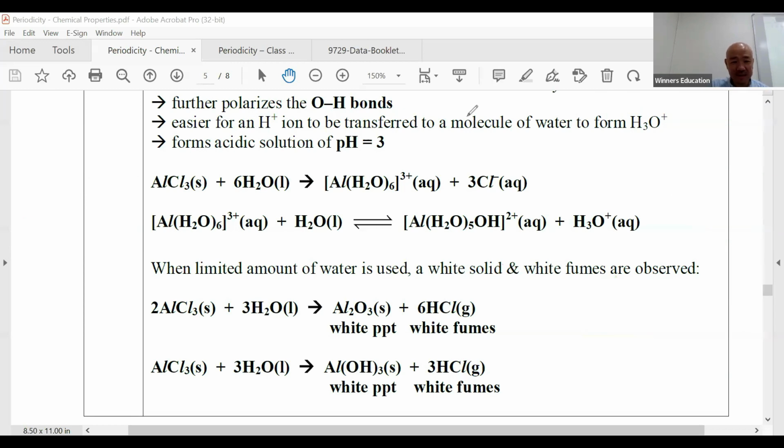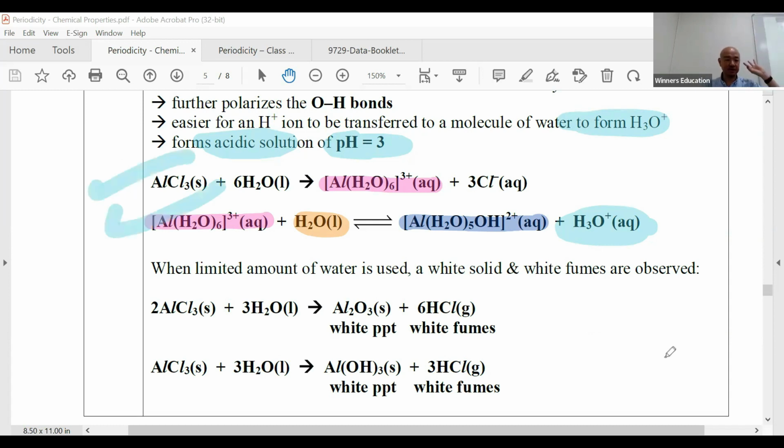So this is the hydrated Al3+, which looks like this, and it will react with the adjacent H2O and give out H+. So you are left with this. And all in all, most important is because of this, it's acidic. So that part shows why aluminium chloride is acidic in nature with pH equal to 3. This equation and this equation.